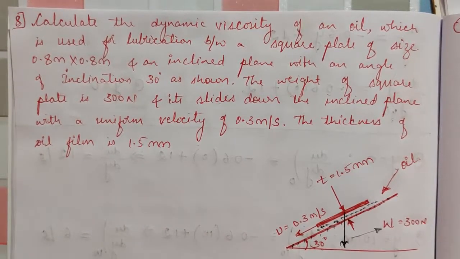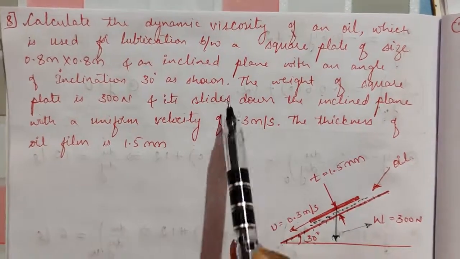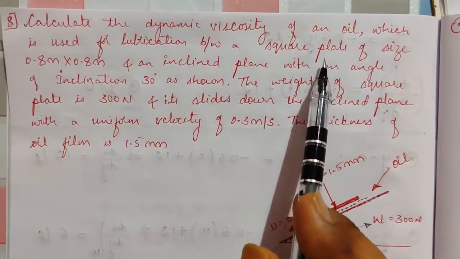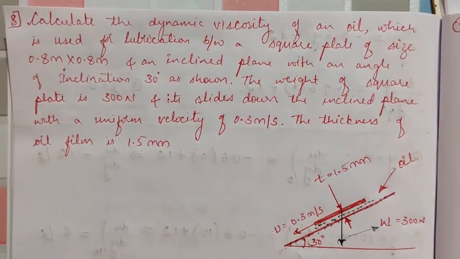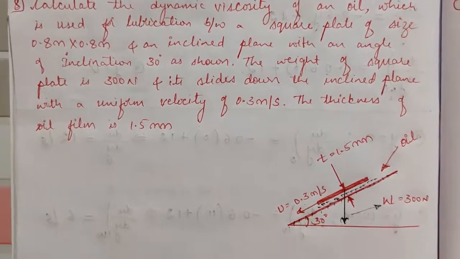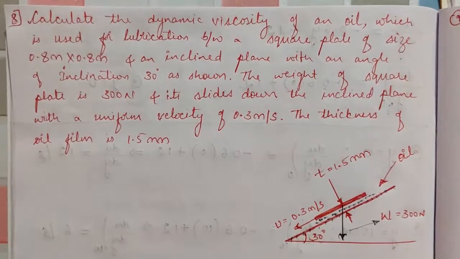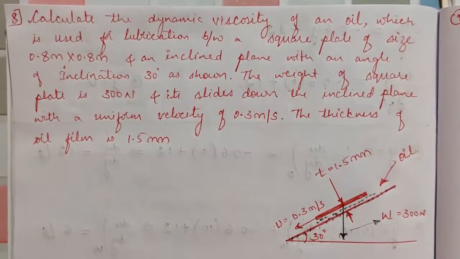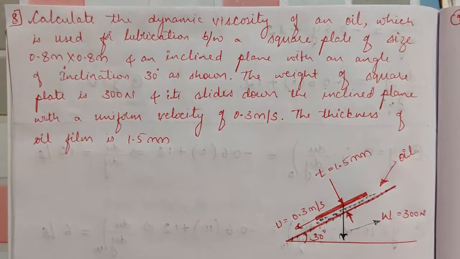Calculate the dynamic viscosity of an oil which is used for lubrication between a square plate of size 0.8 meter into 0.8 meter and an inclined plane with an angle of inclination 30 degree as shown. So this is the figure. The weight of the square plate is 300 Newton and it slides down the inclined plane with a uniform velocity of 0.3 meter per second. The thickness of the oil film is 1.5 mm.